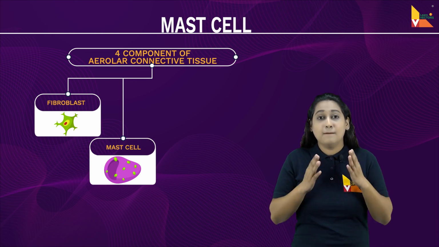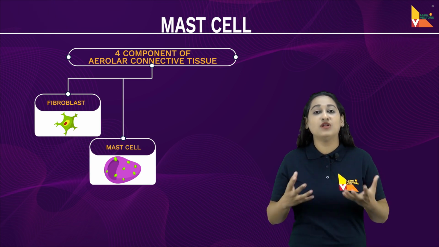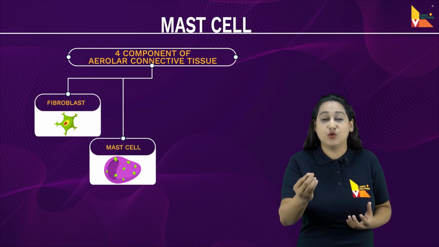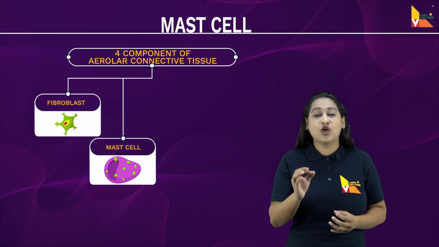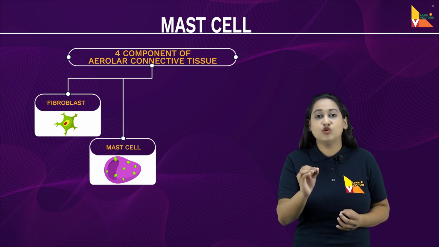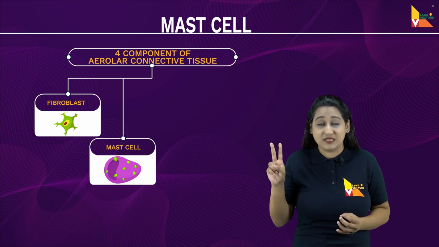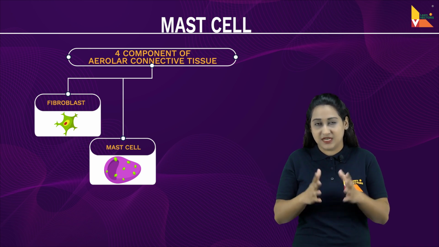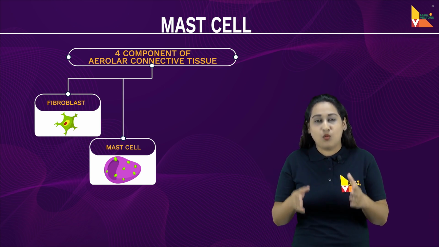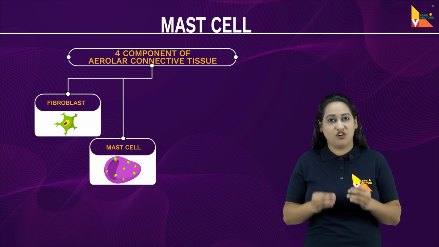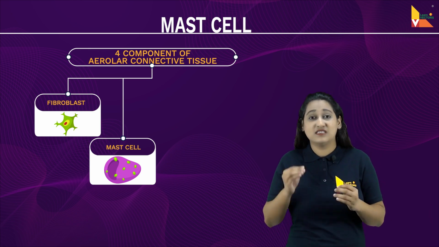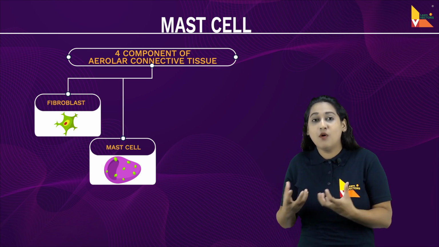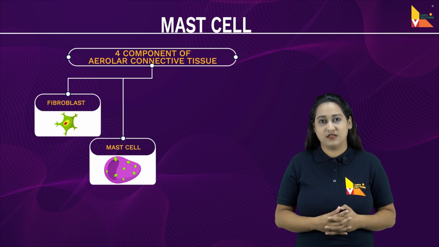Mast cells are found associated with the blood vessels. Why? Because this cell produces two proteins, heparin and histamine. Let me tell you, heparin is the one which prevents the clotting of blood, and histamine is the one which promotes the dilation of blood vessels.